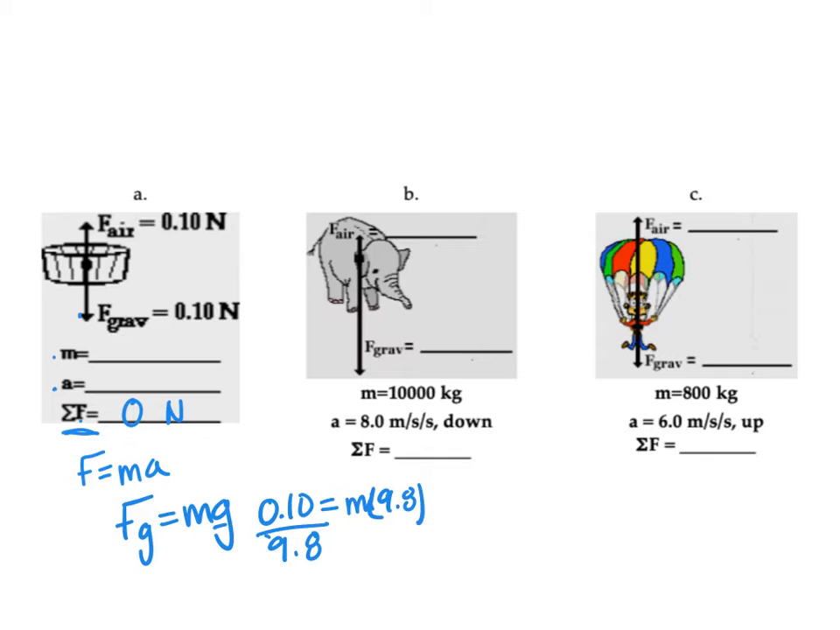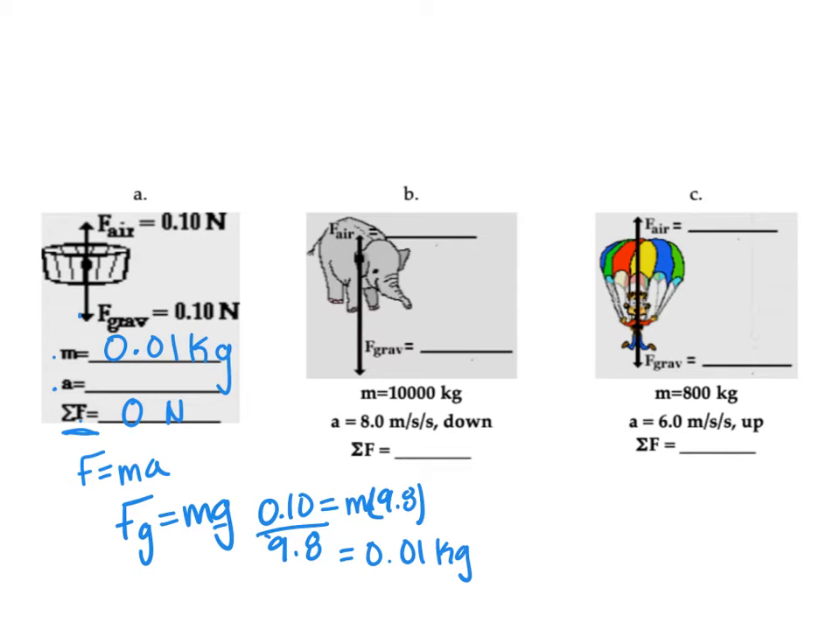In this case, you're going to divide 0.1 by 9.8, and that is going to equal 0.01. The mass is in kilograms. So that is the mass of our object. Again, anytime you're finding the mass, you're going to divide force of gravity by 9.8.